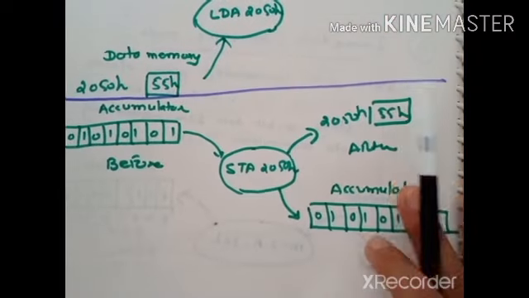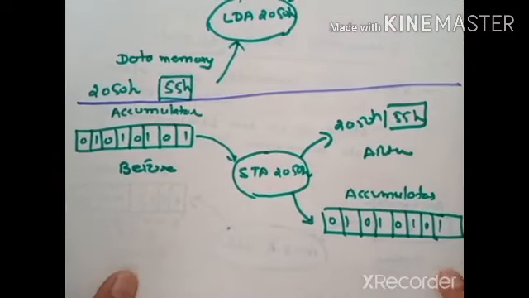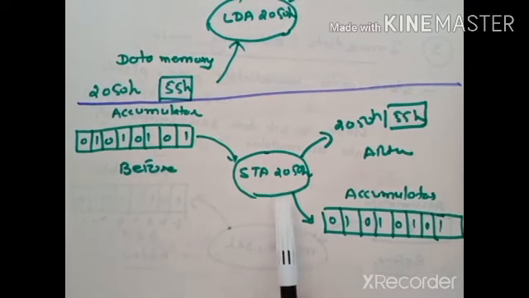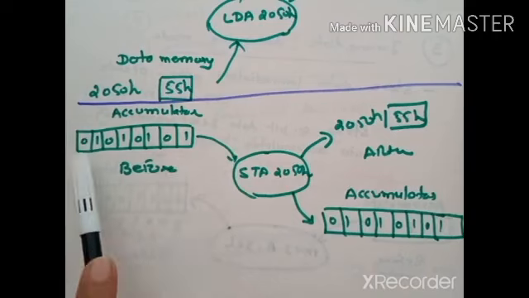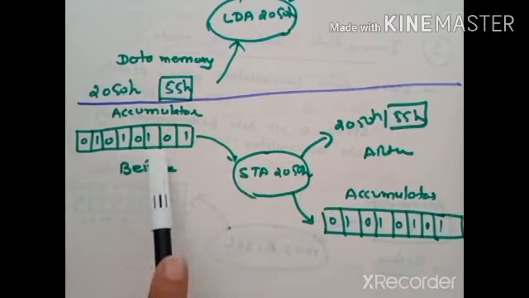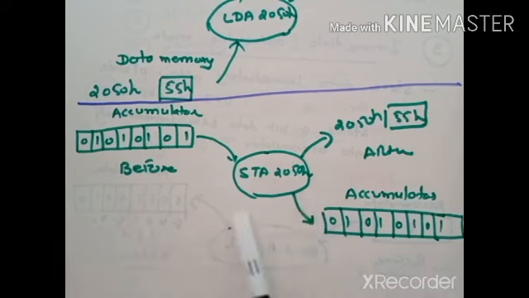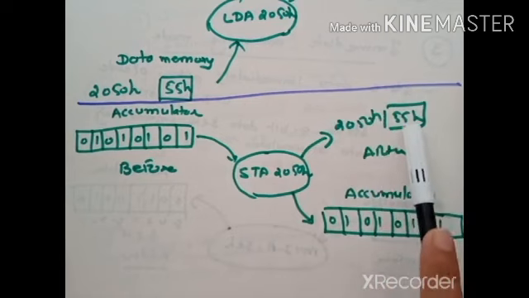The second example is STA 2050. STA 2050 stores the content of the accumulator to the 2050 address. Before execution of this instruction, the content of the accumulator is 55H. After execution, the content of 2050 is 55H, and the content of the accumulator remains the same.